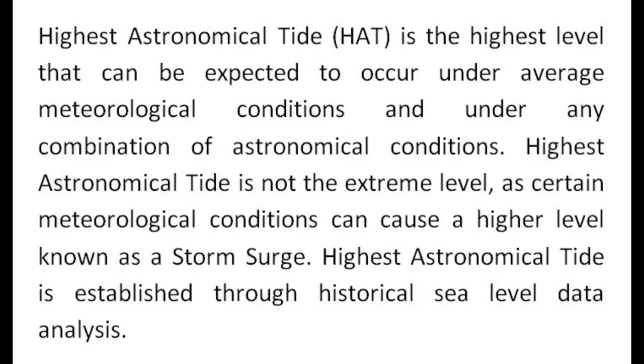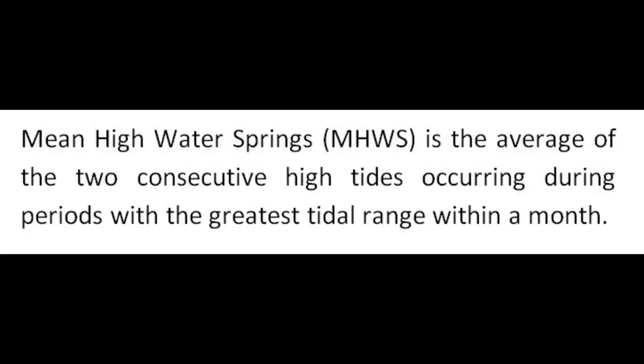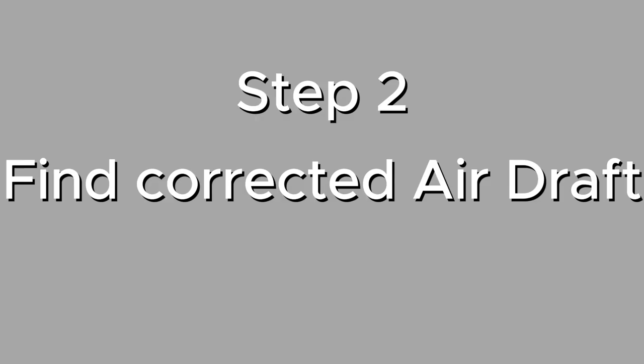Highest astronomical tide is the highest level that can be expected to occur under average meteorological conditions and under any combination of astronomical conditions. Highest astronomical tide is not the extreme level, as certain meteorological conditions can cause a higher level known as a storm surge. Highest astronomical tide is established through historical sea level data analysis. Mean high water springs is the average of the 2 consecutive high tides occurring during periods with the greatest tidal range within a month.